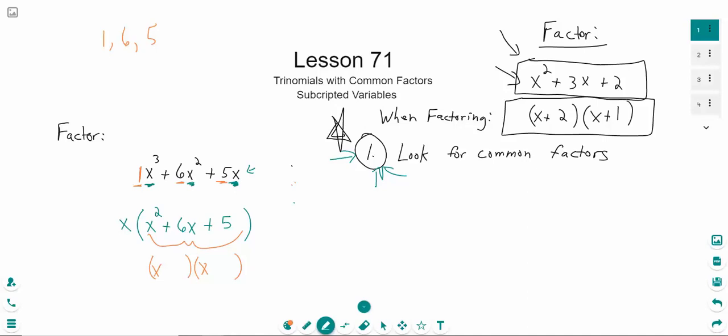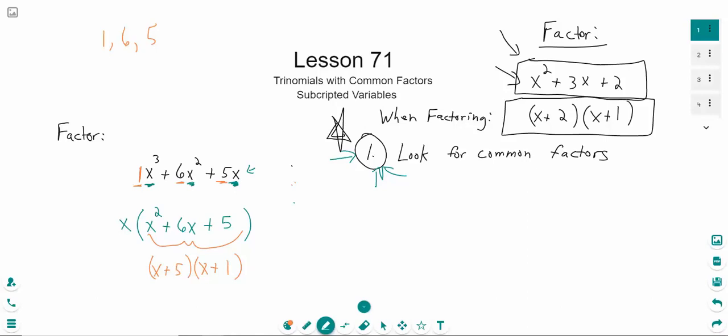Remember all of our little tricks. Plus indicates that the signs are going to be the same. This plus indicates they're going to be a plus. So we have a plus and a plus. And then the 5, we have to think of factors of 5 such that they will add up to be 6. Well, the factors of 5 that would add up to 6 would be 5 and 1, because 5 plus 1 is 6, and 5 times 1 is 5. So we have a 5 and a 1.